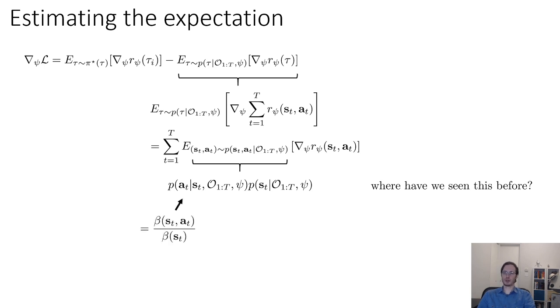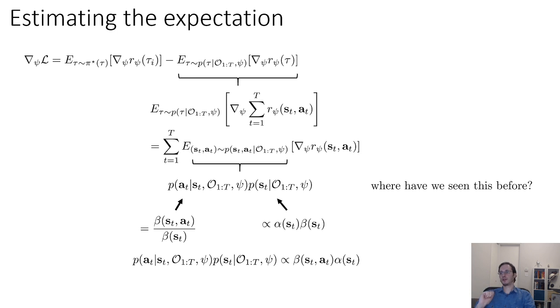So the first term is just equal to the ratio of beta s_t, a_t divided by beta s_t, and if you don't remember how to compute beta, please go back to the lecture on Monday and re-watch the first inference problem. And the second term is proportional to the forward message over s_t and the backward message over s_t. And again, if you don't remember how we derived this, go back to the lecture on Monday and watch the third inference problem.